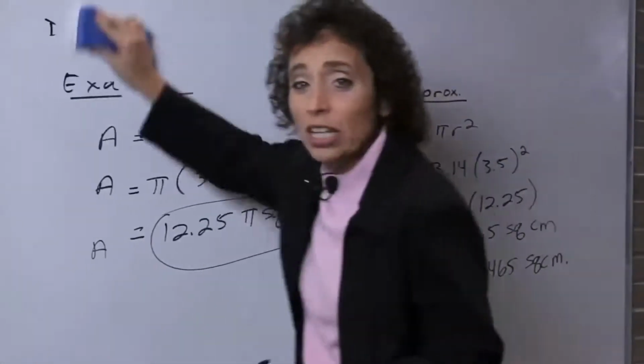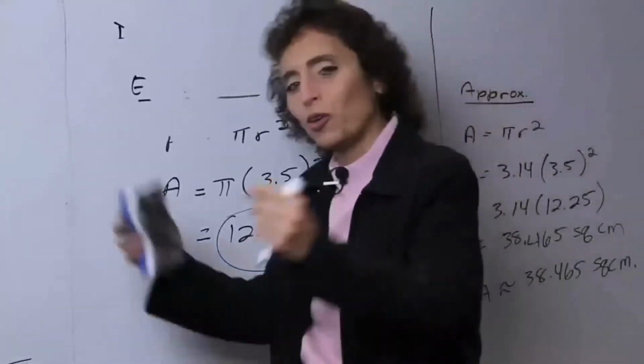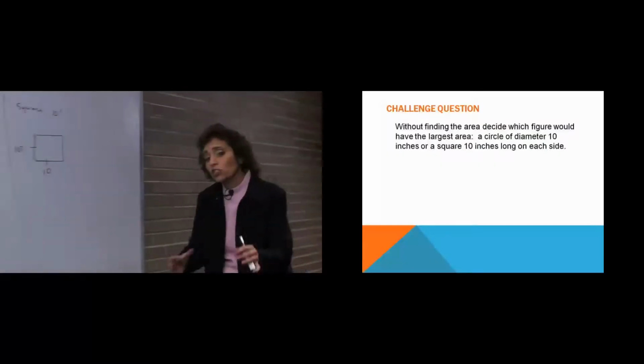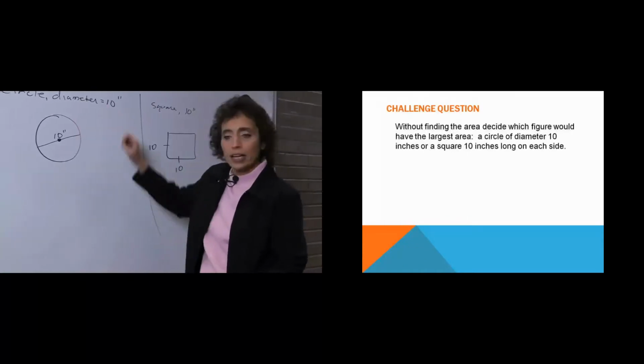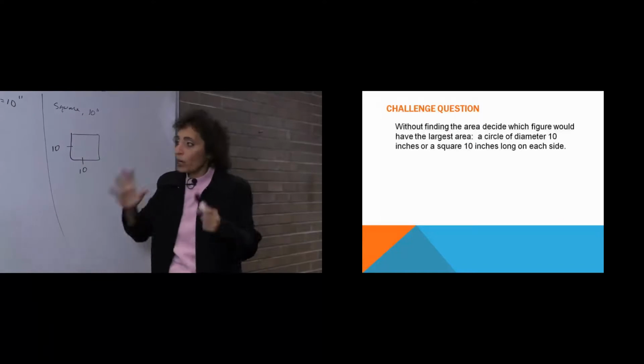Every time I say that to a class, they ask me, is that your common sense or my common sense? Let's just assume we all have the same common sense. Okay. All right. This question asks you, what would have the biggest area? A circle with a diameter of 10 or a square with sides of 10? I don't really want to do this problem. I want to just talk about it, okay?